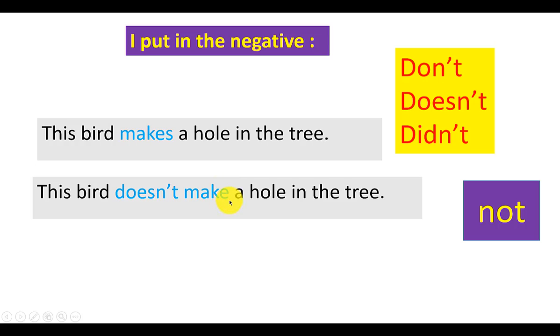Where is the S here? There was an S here, yes? Where is the S here? Yes, the S is removed because we need the infinitive here. The S goes with doesn't. The bird doesn't make a hole in the tree. We move to another sentence. Yes, get ready. 1, 2, 3.